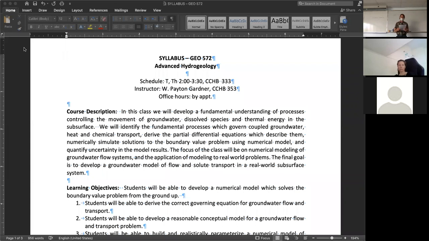Some COVID-19 information. A lot of this is just our general policy that I put into the syllabus. But like I said, classes will probably be recorded. I'll let you know if that's the case. We have to wear masks in the classroom.